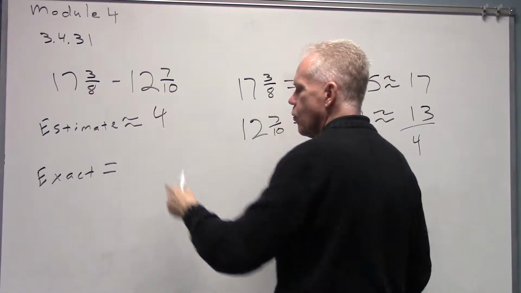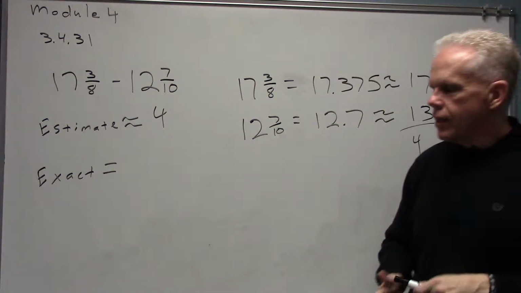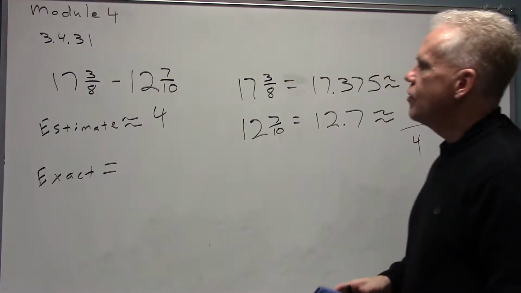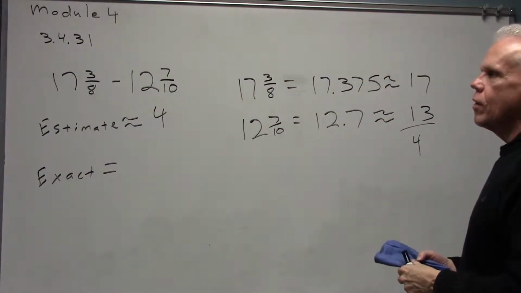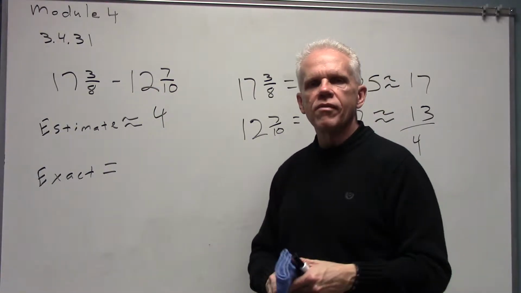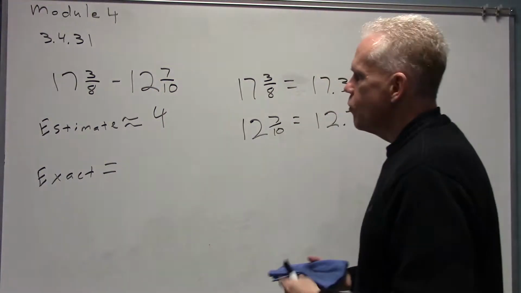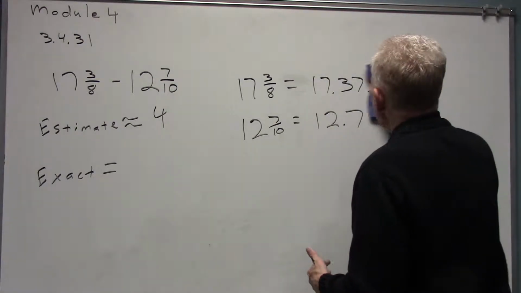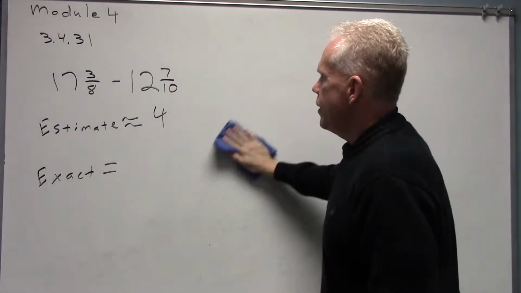All right? We got the wavy equal there. That means it's kind of close, but it's not exactly it. That's called approximately 4. So 17 3/8 minus 12 7/10 is roughly, approximately, round about 4. Now, let's go from there into the exact work.